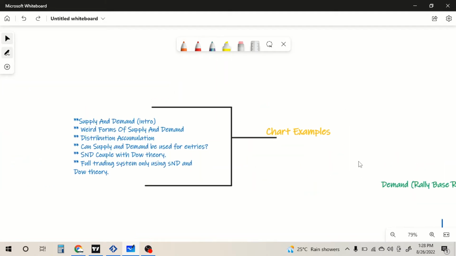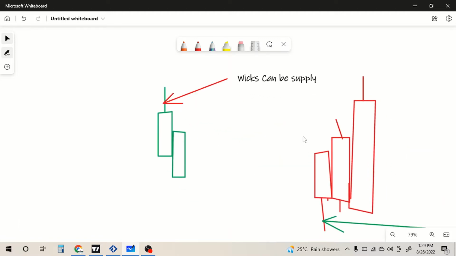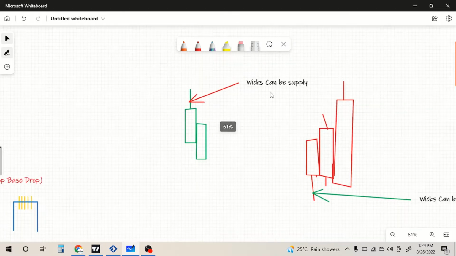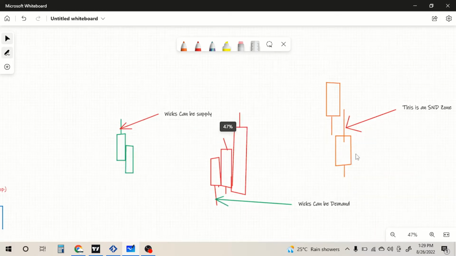Now we've looked at what supply and demand is. I believe everybody understands what supply and demand is. Now I'm going to be looking at the weird forms of supply and demand. Let's underline that, weird forms of supply and demand. So that's what we're going to be looking at next. I've got a line up here which says wicks can be supply. So this wick rejection, you can see the single line here on a candle is a wick. It can also be supply and demand, and then you can see I gave 2 examples here, and this stuff here is also supply and demand.